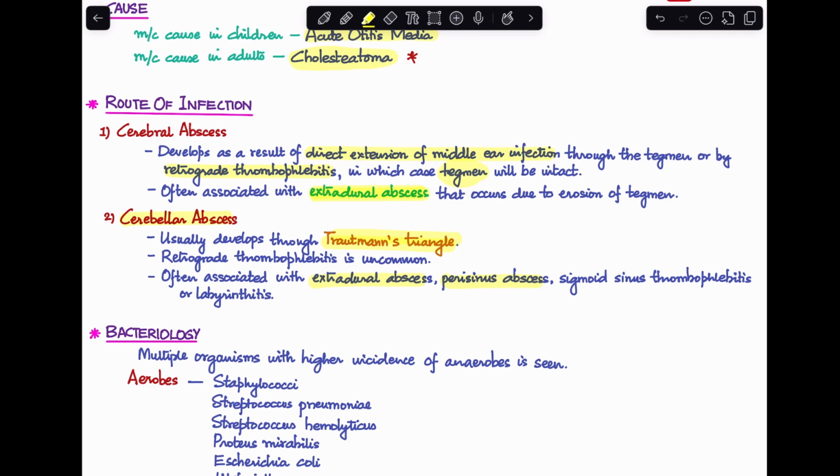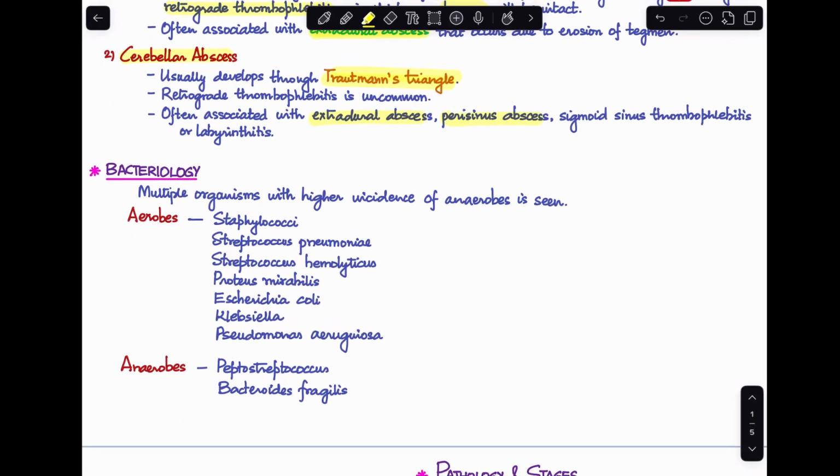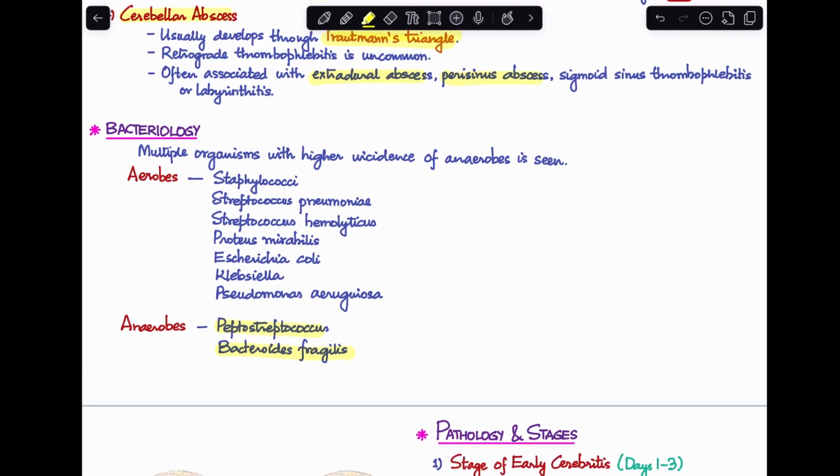Next, what are the different microorganisms involved in a case of otogenic brain abscess? Usually, we see a combination of aerobic as well as anaerobic bacteria, but there is a higher incidence of seeing anaerobes over here. So, what are the aerobic bacteria that we see here? They are Staphylococci, Streptococcus pneumoniae, Streptococcus hemolyticus, Proteus mirabilis, Escherichia coli, Klebsiella, and Pseudomonas aeruginosa. The anaerobes which are more commonly seen are the Peptostreptococcus and Bacteroides fragilis. So this is about the bacteriology of otogenic brain abscess.